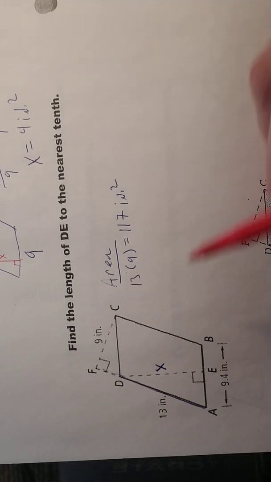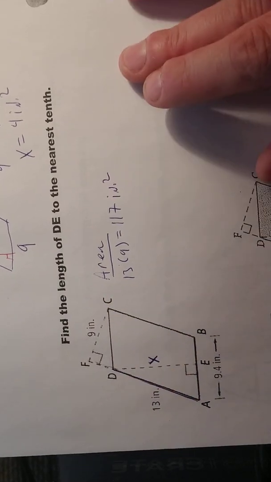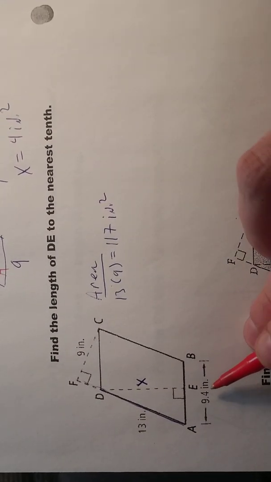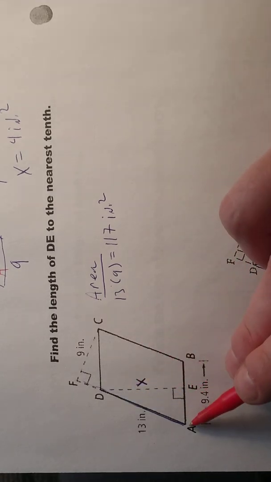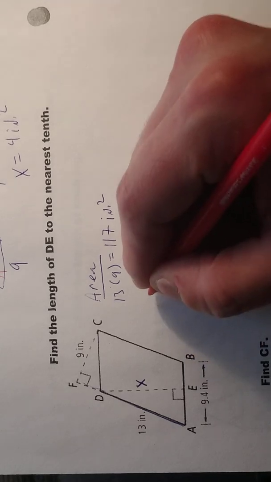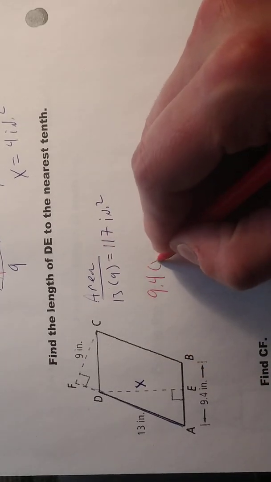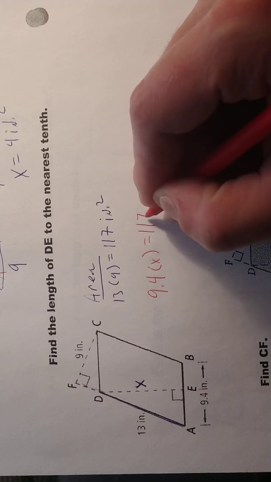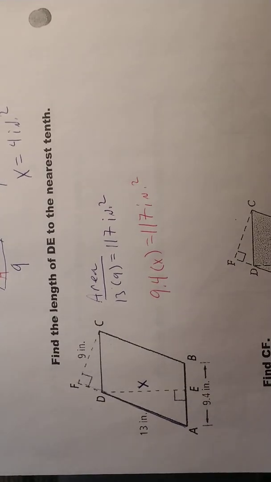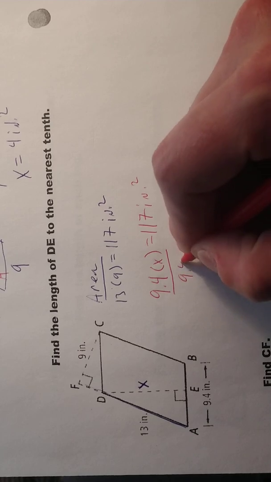Alright, so for the next one, we know that the area of this is 117 inches squared. So if we know the area of it and we know one base, we can figure out that altitude. Because base times the altitude is the area. So I know that if I go 9.4 times x, it's going to equal 117 inches squared. Like that. Has to be, because it's the same parallelogram. We're just using a different base.